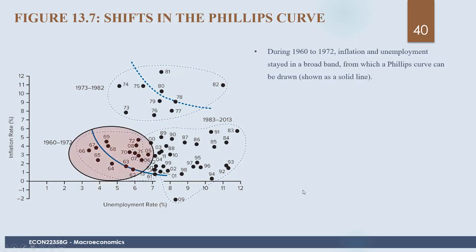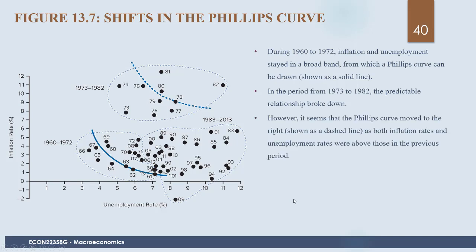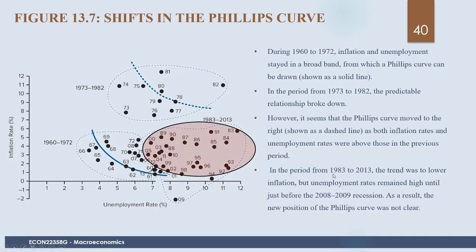Okay, so that's 1960 to 1972. We get roughly a negative relationship here. But then here, the trend was that we ended up getting much lower inflation, but we had higher unemployment. So the new position of the Phillips curve isn't exactly clear. The relationship between inflation and unemployment is a little more complicated when we start thinking of cost push inflation.